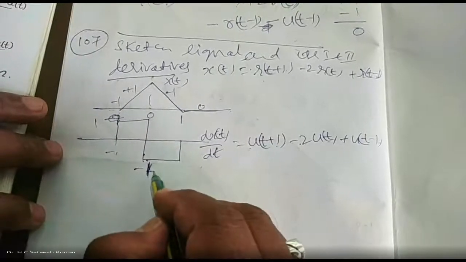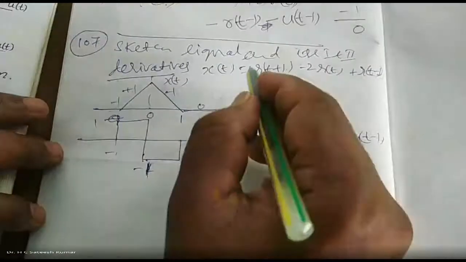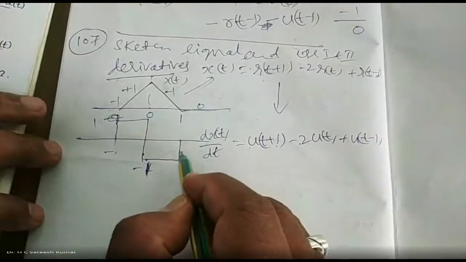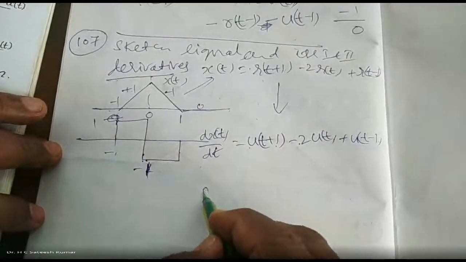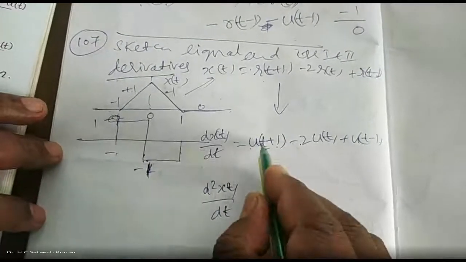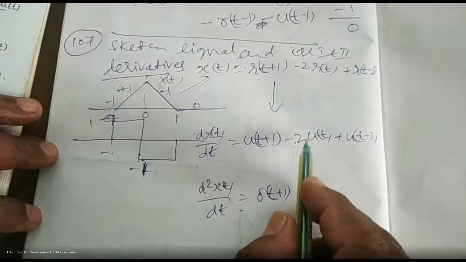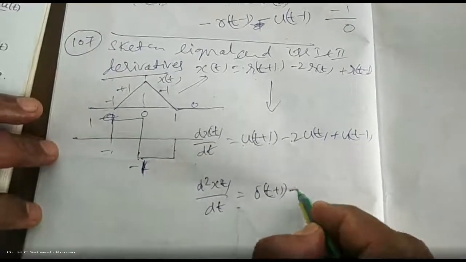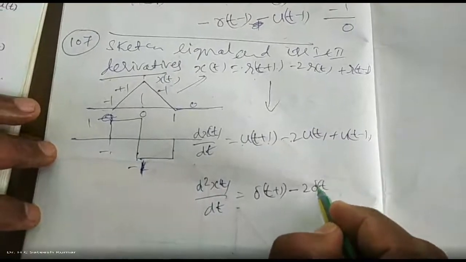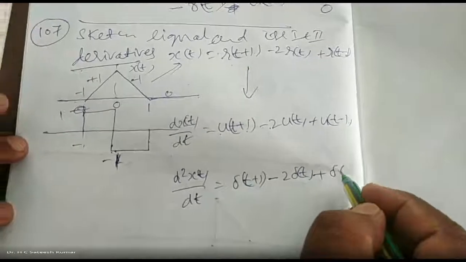So this is the one. Okay, right. So from here to here we got it. For this signal, this is the one equation. Now differentiate once again. d squared x of t divided by dt square, the second derivative. Differentiation of u of t plus 1 is delta of t plus 1. Differentiation of u of t means what? Delta of t, -2 delta of t. And differentiation of u of t minus 1 is delta of t minus 1.